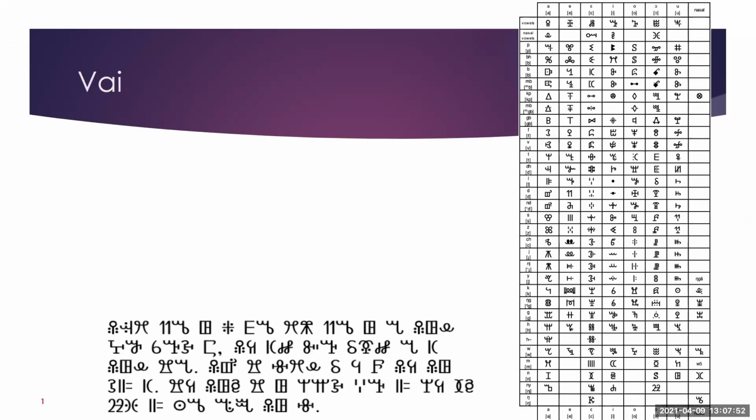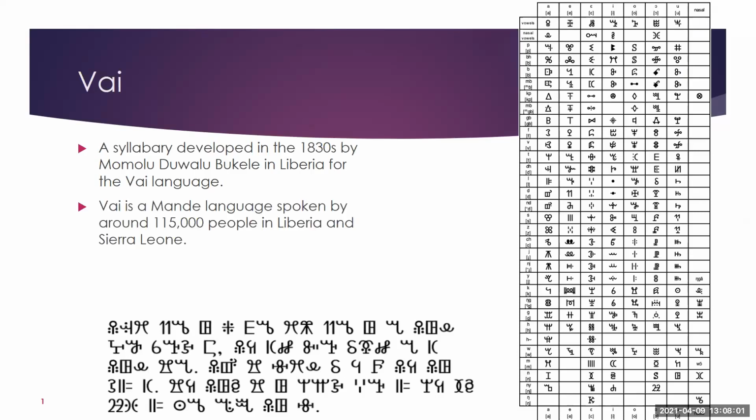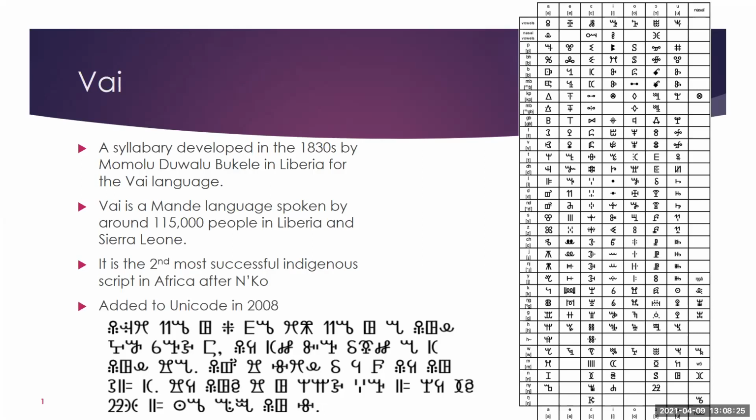This is Vai, which is a syllabary developed in the 1830s by Momolu Duwalo Bukele in Liberia for the Vai language. Pretty small one, spoken by only 115,000 people in Liberia and Sierra Leone. And I'm not so sure, but from what I read, it is the second most successful indigenous script used in Africa today. So people are using it. And yeah, it was added to Unicode in 2008.